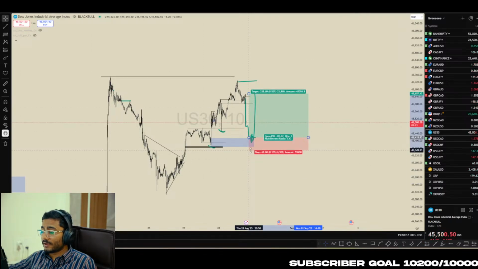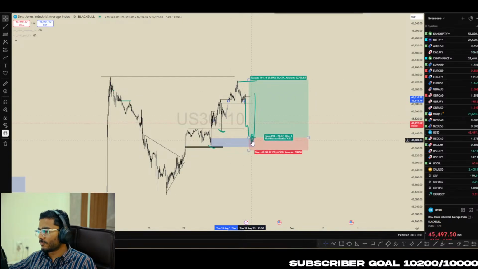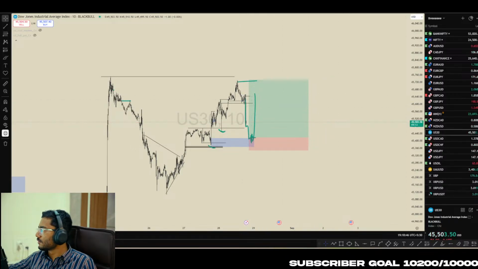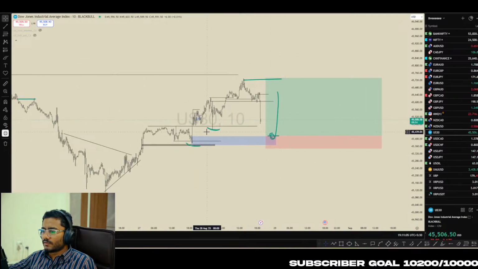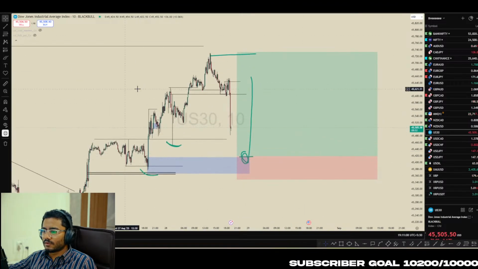Don't enter in FOMO. Wait for price to stop at our order block and wait for price to engulf. Wait for the engulfing and then look for entry. Because the structure is still going to the upside and we have this huge imbalance where price can fulfill this imbalance now. Already price has created this low.